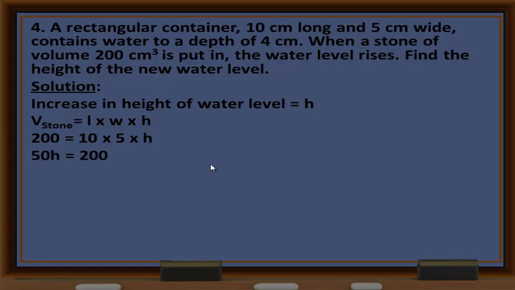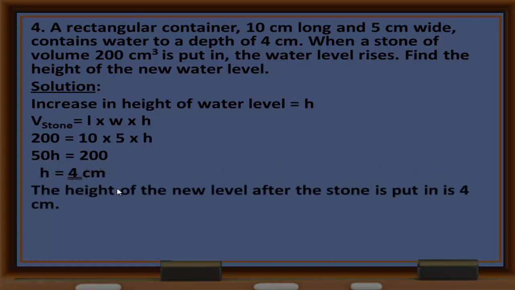Then 10 times 5 is 50, times H is 50H. 50H equals 200. Divide both sides by 50, then 200 divided by 50 is 4 centimeter. The height increased is 4 centimeter. The height of the new level after the stone is put in is 4 centimeter.